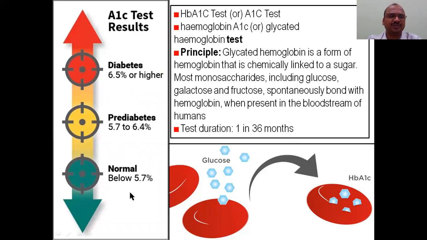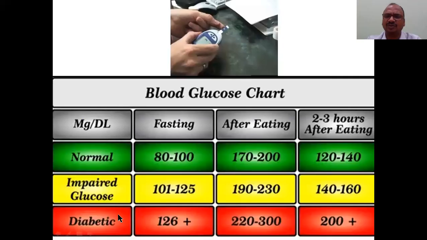Diabetes is 6.5, normal is below 5.7. Prediabetes is 5.7 to 6.4, and diabetes is greater than 6.5. These are the standards. You have to note down all these things.